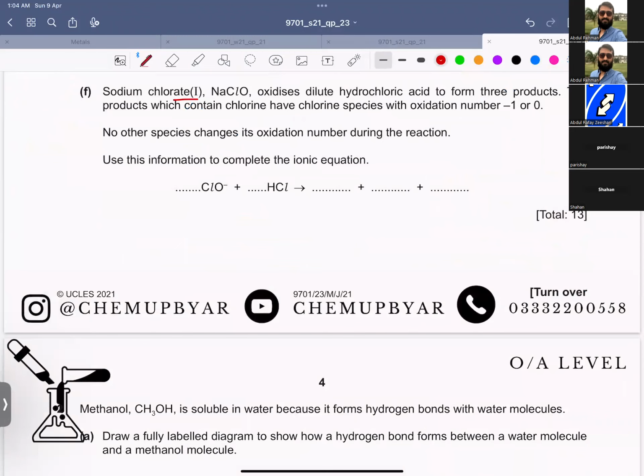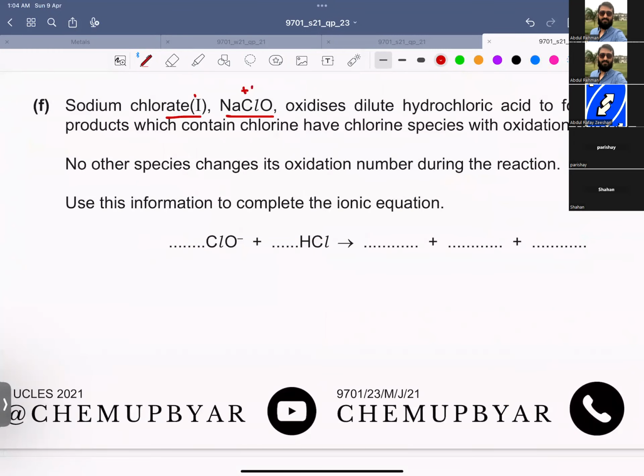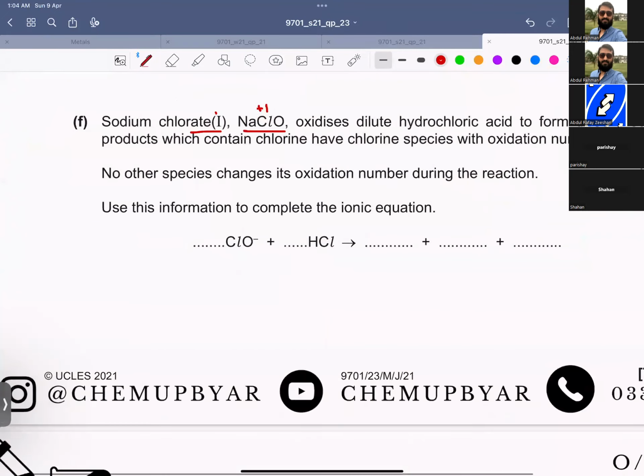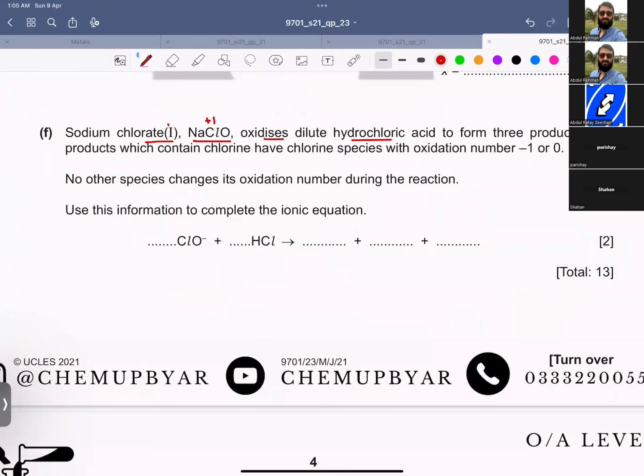Sodium chlorate(I), NaClO. The Roman numeral written over here is informing us that chlorine has a +1 oxidation number. It oxidizes dilute hydrochloric acid to form 3 products. The products which contain chlorine have a chlorine species with oxidation number -1 or 0. No other species changes its oxidation number during the reaction. Use this information to complete an ionic equation.